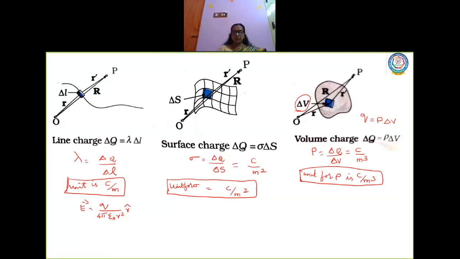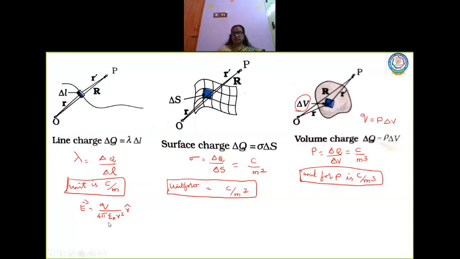Now, I am going to consider a point P. Look at this point P, children. Where is this point P? This point P is outside. Let us consider the position vector of this point P as R. R represents the position vector. Now I am going to find out the electric field. Again I will go for this formula: E is equal to Q by 4 pi epsilon naught R square into unit vector.